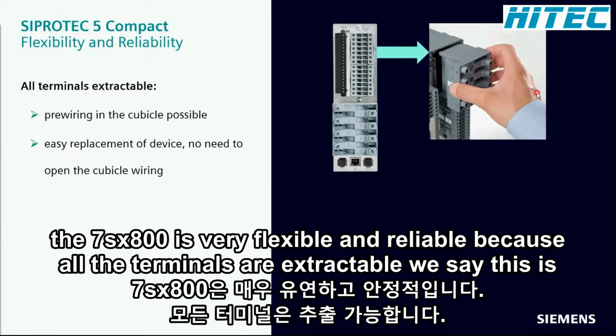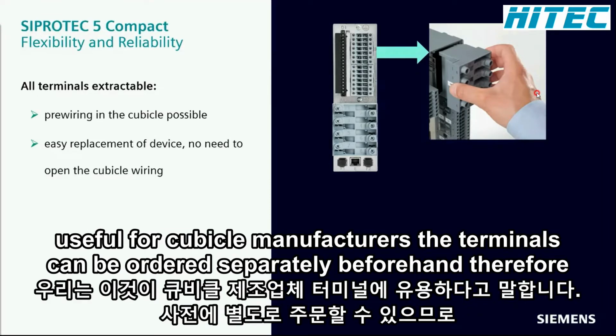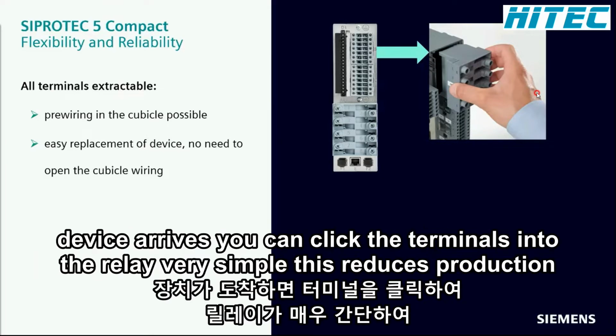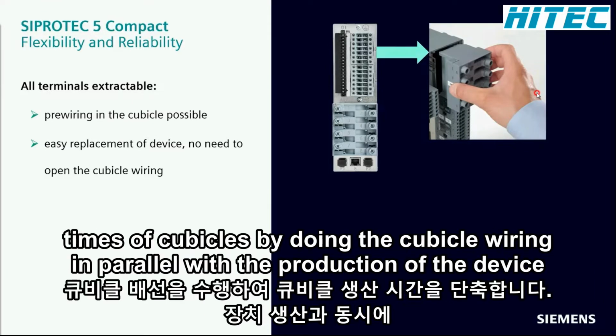The 7SX800 is very flexible and reliable because all the terminals are extractable. We say this is useful for cubicle manufacturers. The terminals can be ordered separately beforehand. Therefore, pre-wiring and testing of the cubicle is possible without having the physical device on board. And when the device arrives, you can click the terminals into the relay. Very simple.